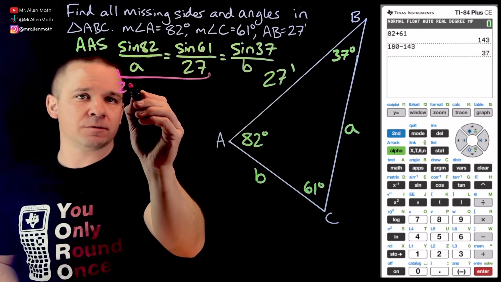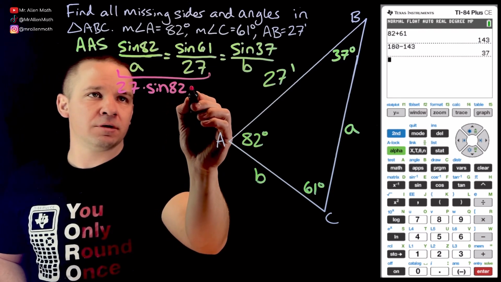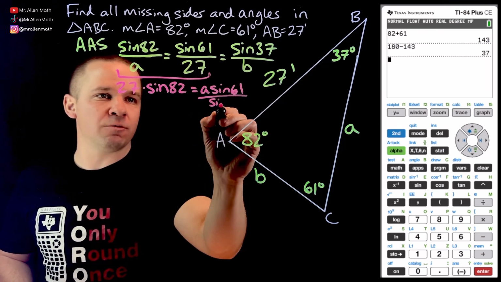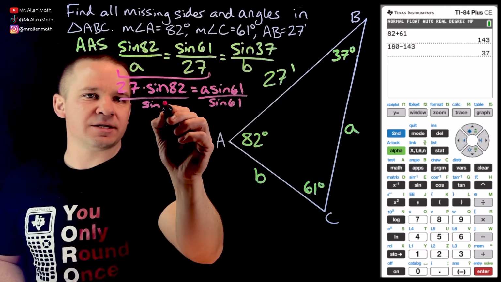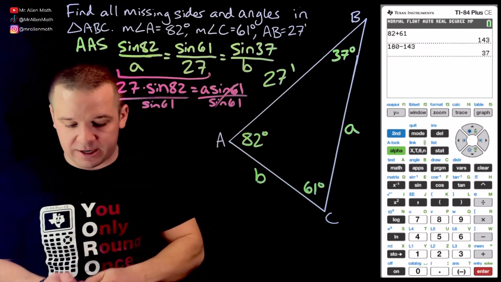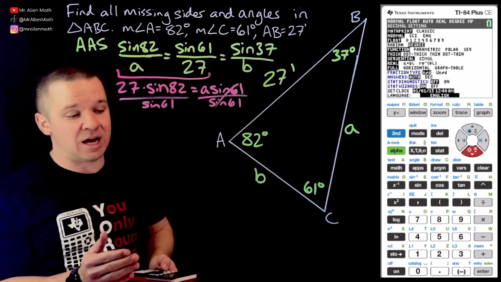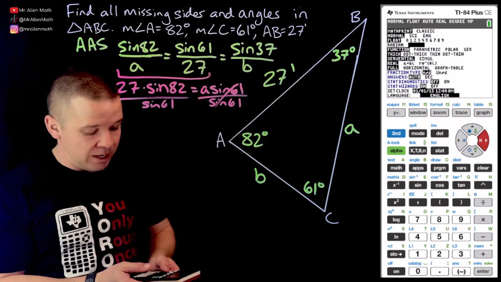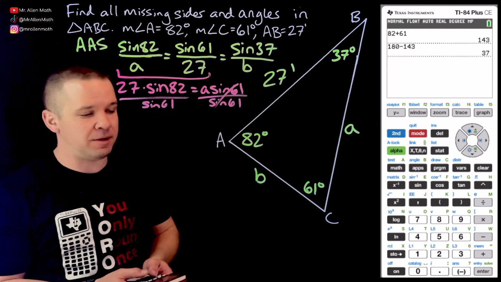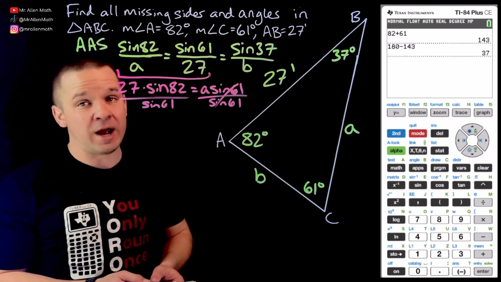I've got 27 times sine 82 equals a times sine 61. Divide by sine of 61, and now I've got a already solved for. We'll just type all that into our calculator at once. Now, make sure you are in degree mode before you start mathing like crazy. I am currently in degree mode, so we're good to go, right? You may have just been doing a unit where you were in radians and you might have to flip-flop. Precalc does that a bit, which can be kind of tricky. So just make sure you double check that. Otherwise, you'll get some weird answers, okay?